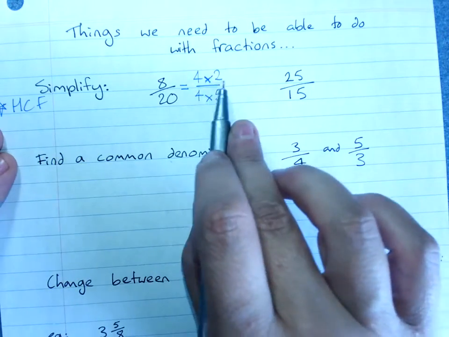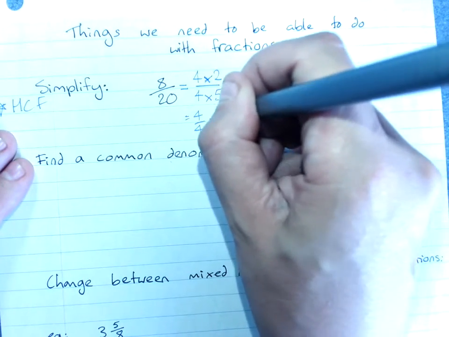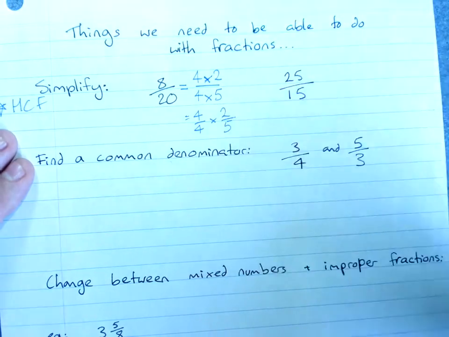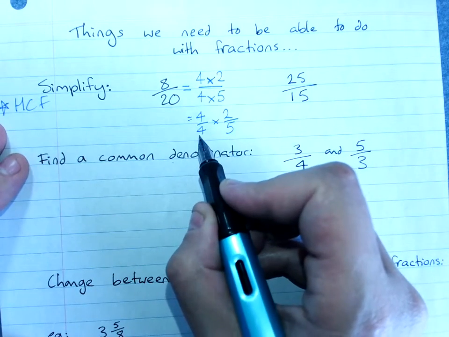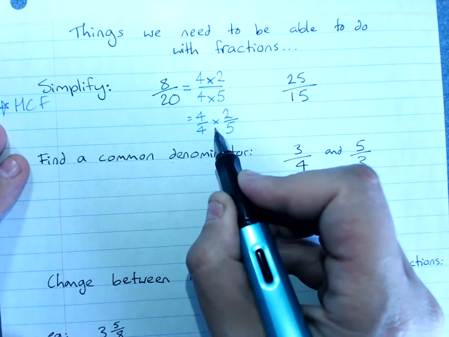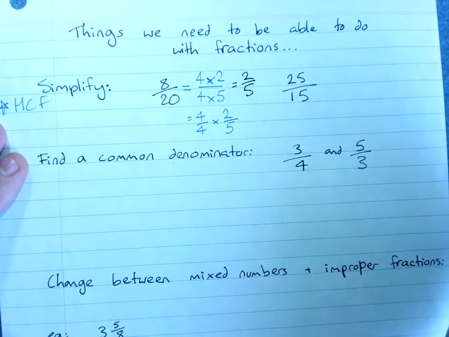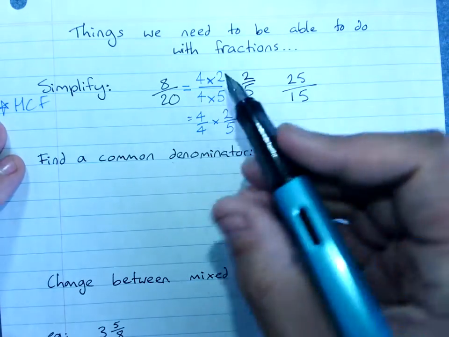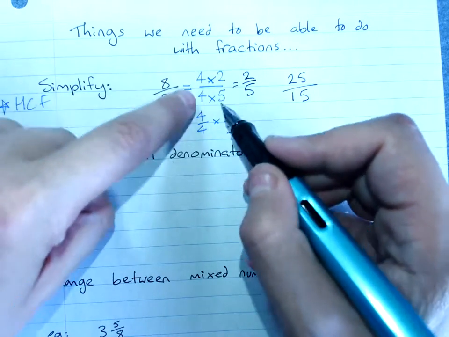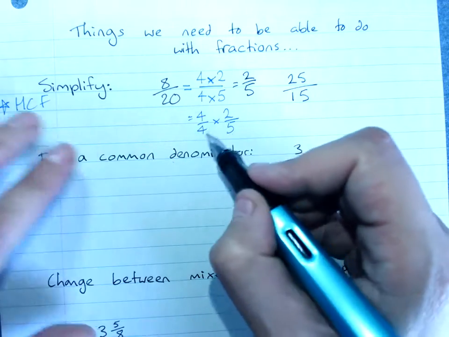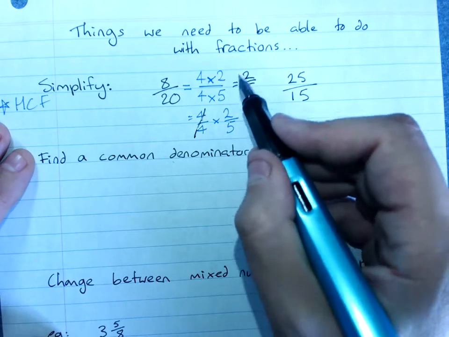Now this is actually two separate fractions multiplied together. This is 4 over 4 times 2 over 5. And 4 over 4 is 1. 1 times 2 over 5 must just equal 2 over 5. So the reason I can simplify a fraction by cancelling out a pair of common factors at top and bottom is that that pair of common factors really just equals 1. And 1 times anything is just that.